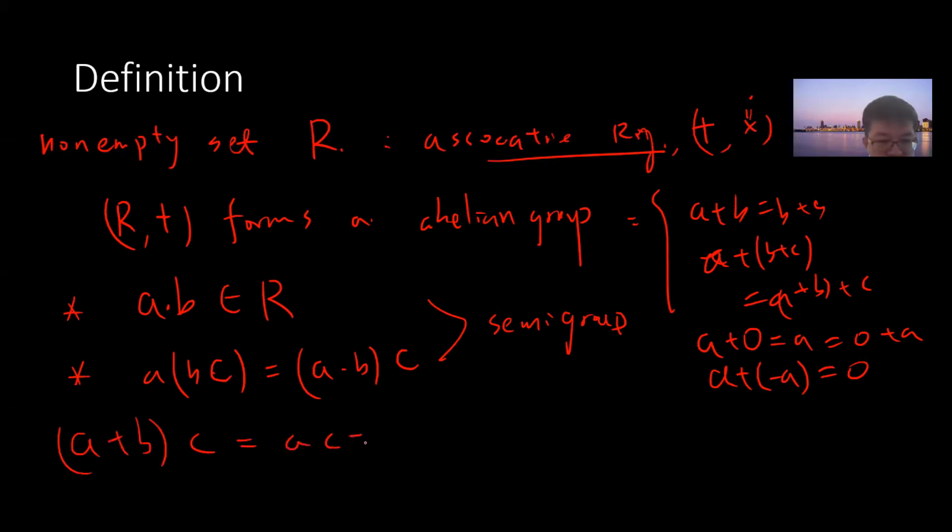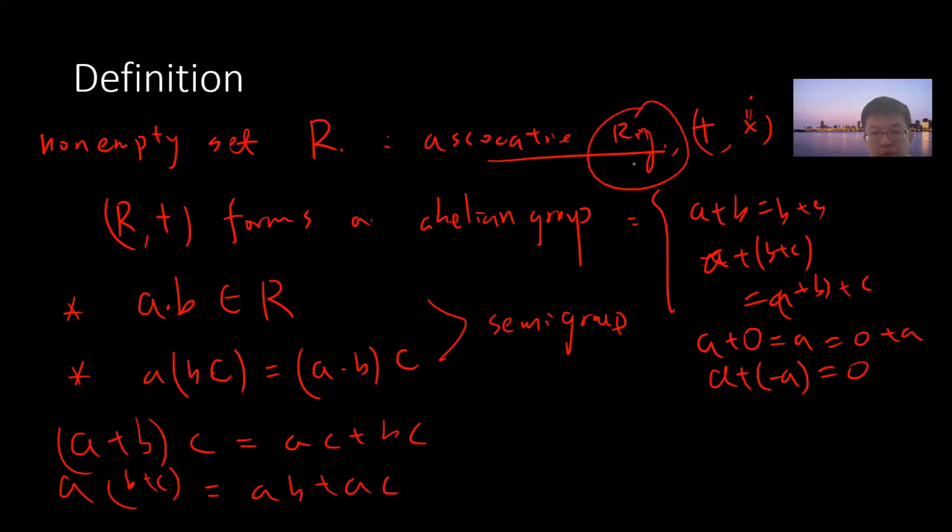Also, you should be able to do this. This is just the distribution law, right? For every a, b, c in the ring. If everything works for all of these, it is called a ring. And if ab is the same as ba, it's called a commutative ring.